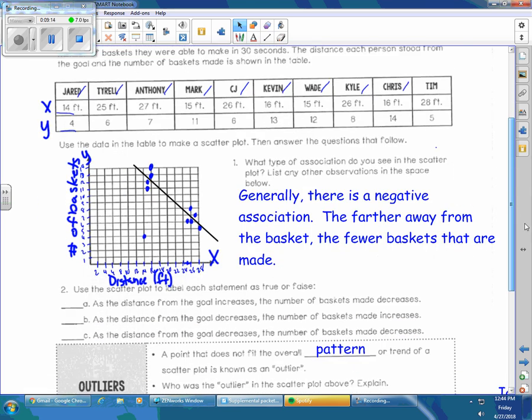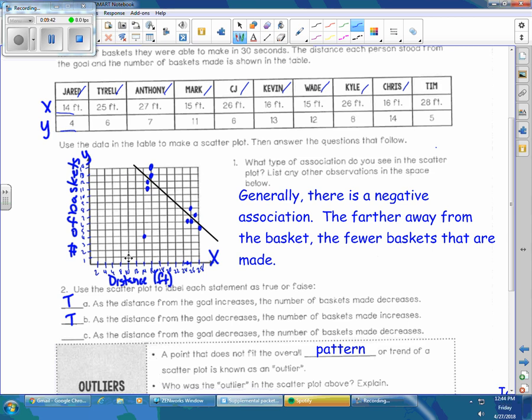So, number 2 says, use the scatter plot to label each statement as true or false. As the distance from the goal increases, the number of baskets made decreases. Is that true or is that false? That would be true. As the distance from the goal decreases, the number of baskets made increases. Again, that's true. That's kind of like going backwards and forwards on the trend line.